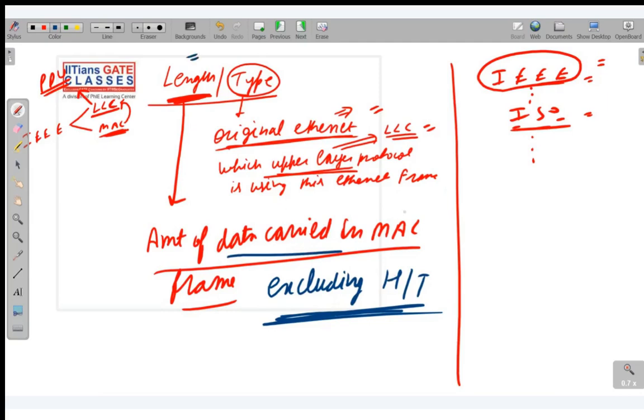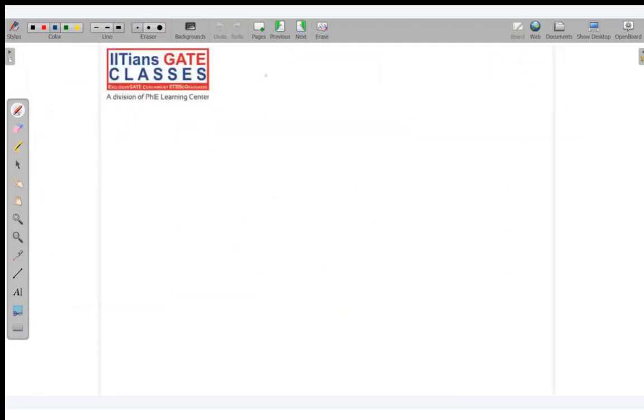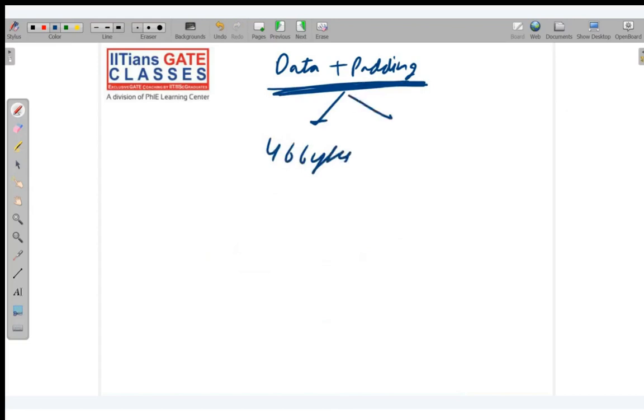So I hope you have got the point. Okay, next is data plus padding. Let me tell you that thing also. Take snapshot. Done, sir. Okay, so data plus padding. Data is your datagram, whatever the network layer is providing you. What about this padding? I have told you the minimum data is 46 bytes and the maximum is 1500 bytes.